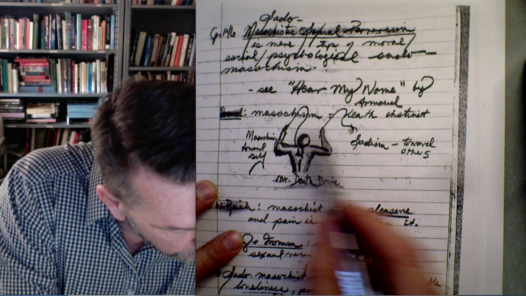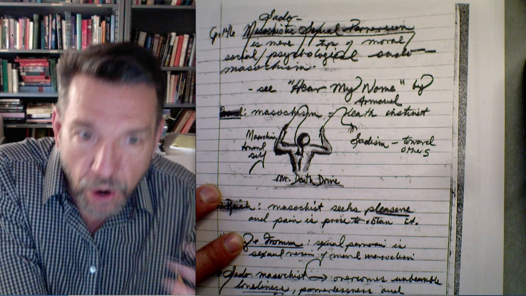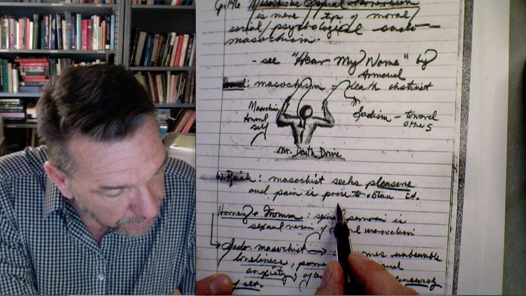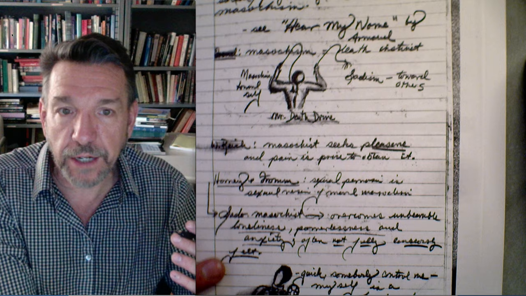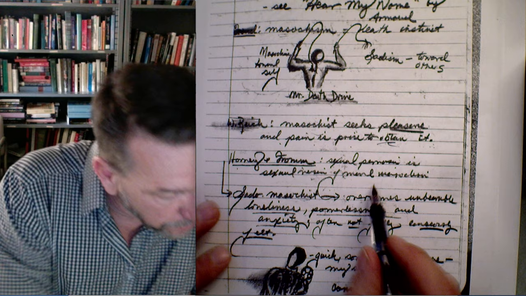So the masochist, I'm going to leave this out. The masochist has sadism towards the self. The sadist has this harming drive towards others. But both can be argued to be in possession of the death drive. We can leave that out. Wilhelm Reich: the masochist seeks pleasure, and pain is the price to attain it. So you're seeking pleasure, Reich says. You're not doing this to damage yourself necessarily, but you're doing it in order to get pleasure, and the pain is the price to obtain it. Horney and Fromm: sexual perversion is the sexual version of moral masochism.